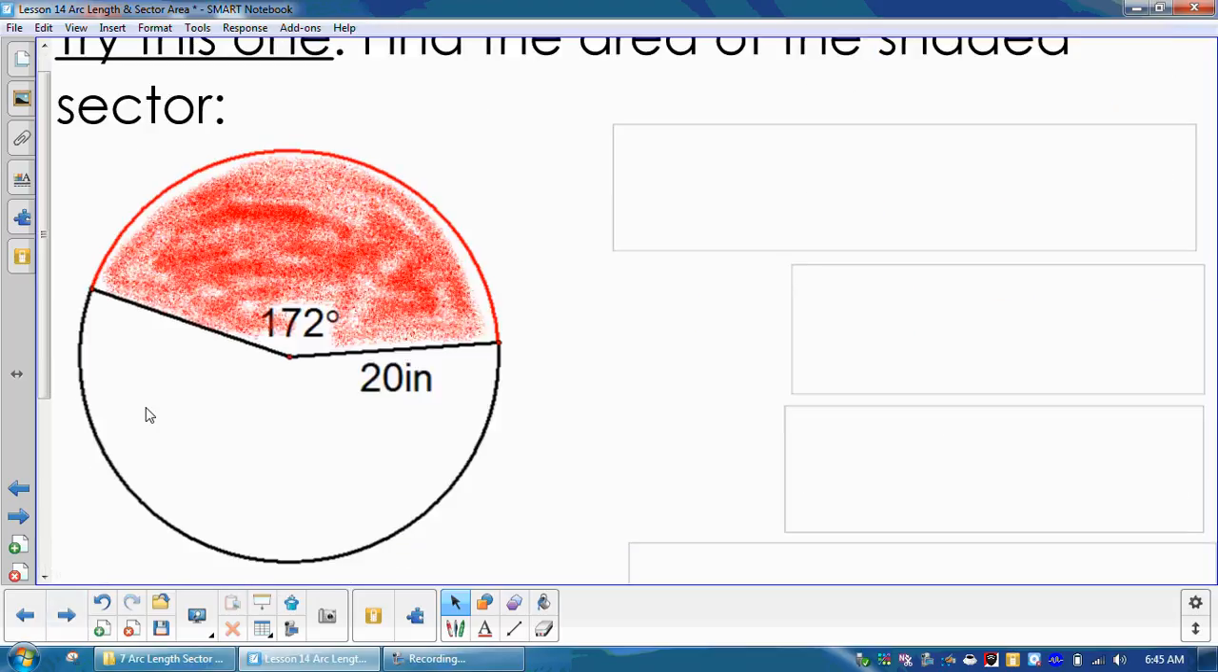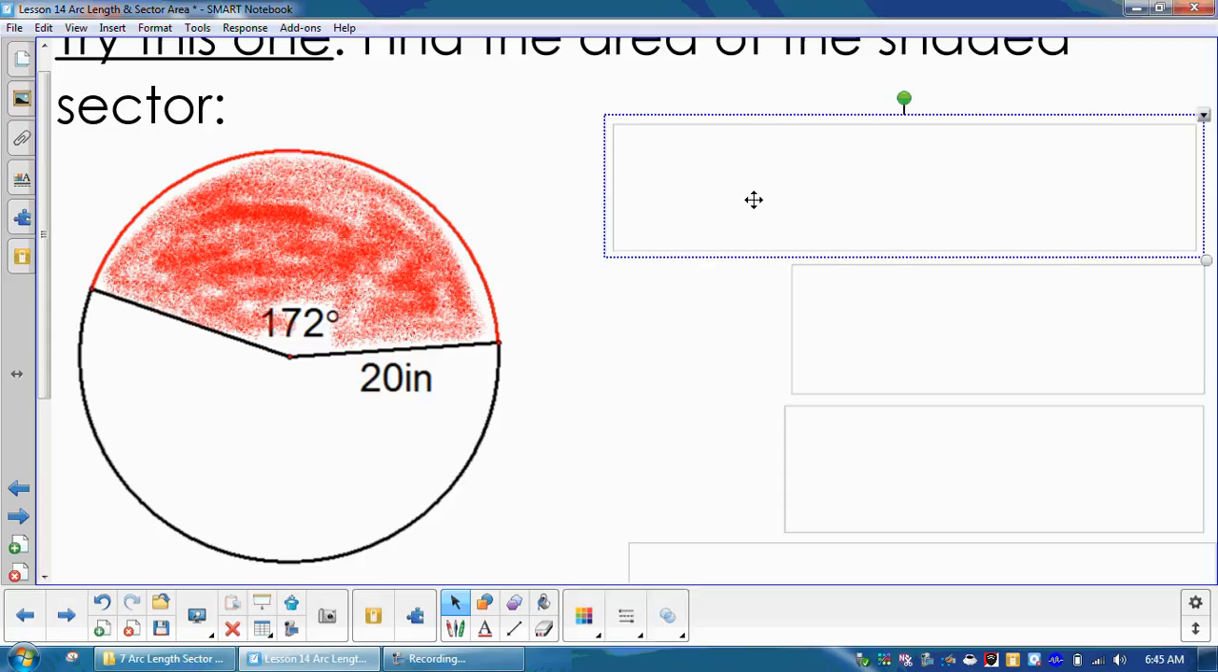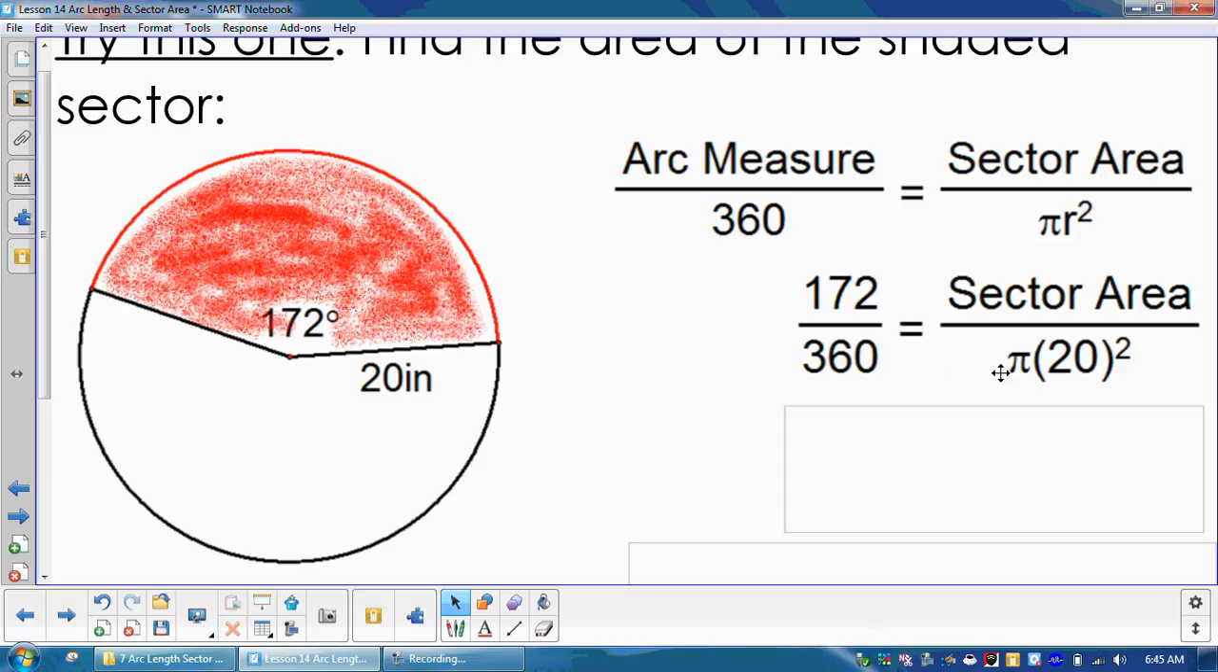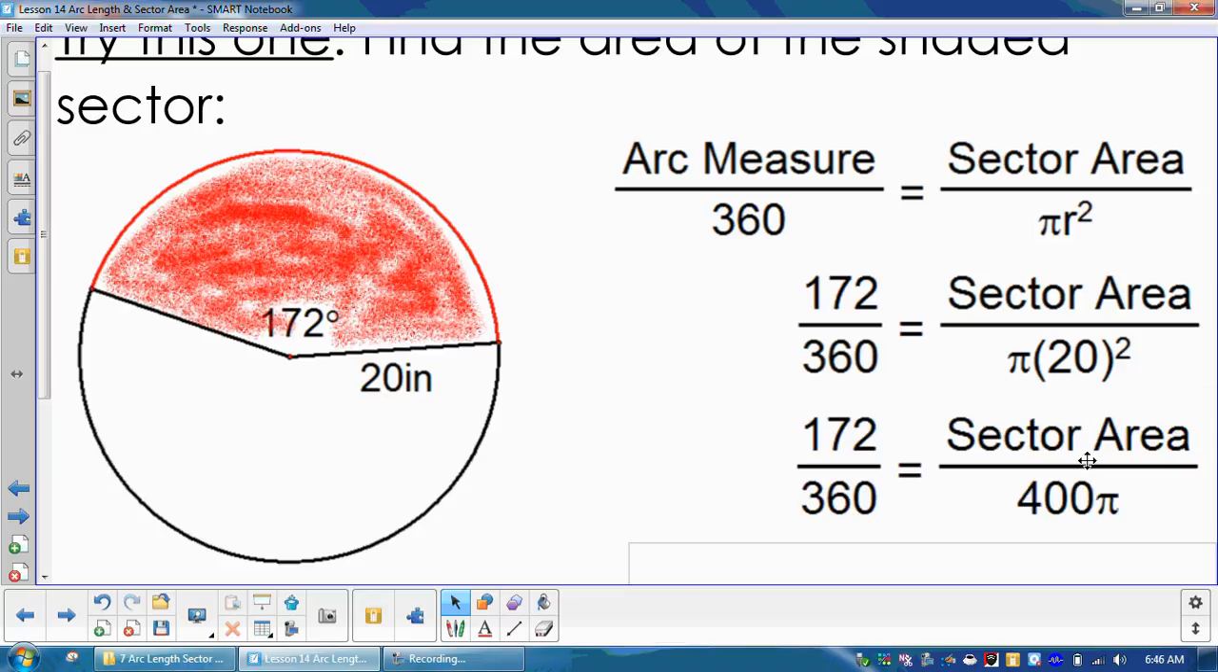So I have one for you to try. Find the area of this red part of the circle. Hopefully you start with the formula. Plug 172 in for the arc measure. It's a central angle, so it's the same as the arc. 20 goes in for the radius. 20 squared is 20 times 20, which is 400.